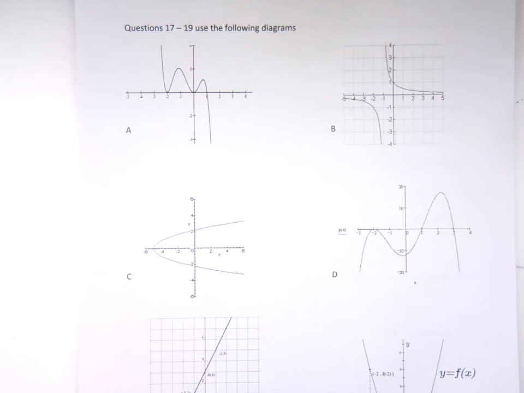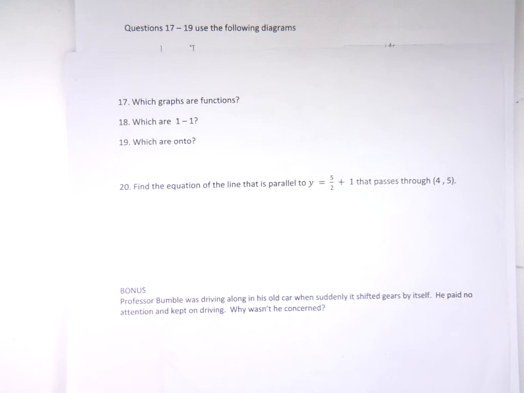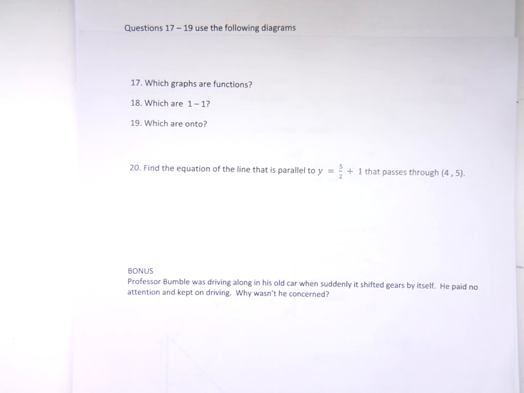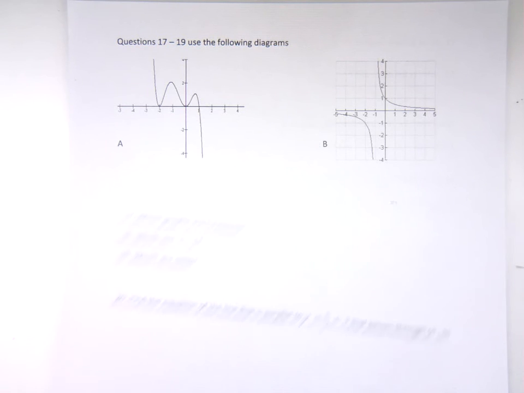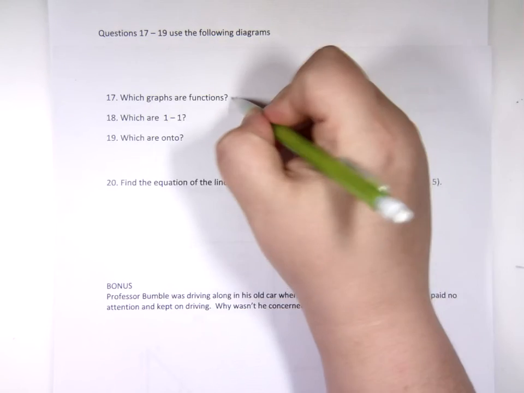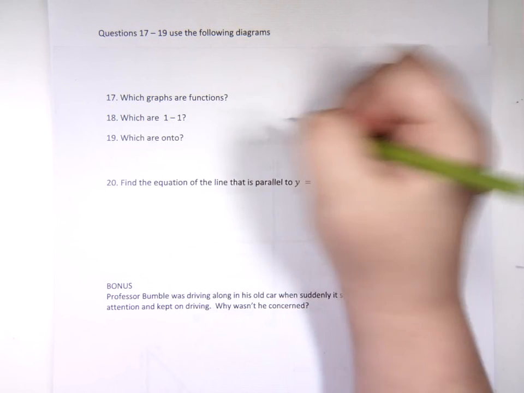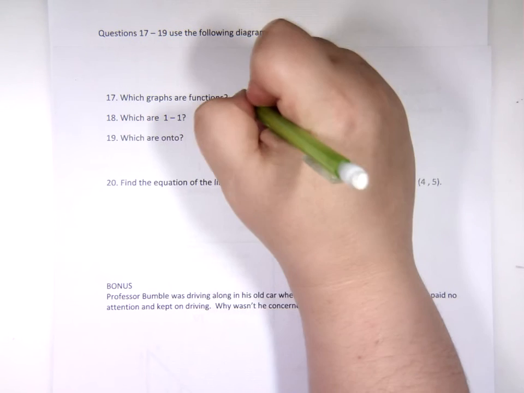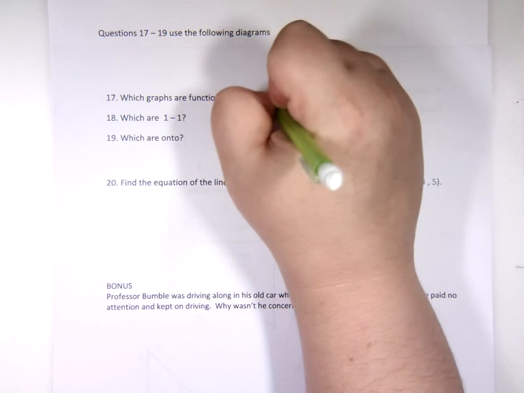The first one: which graphs are functions? Which are one-to-one and which are onto? So we need to do a few definitions. First of all, which graphs are functions? How do you know if something's a function? It passes the vertical line test.